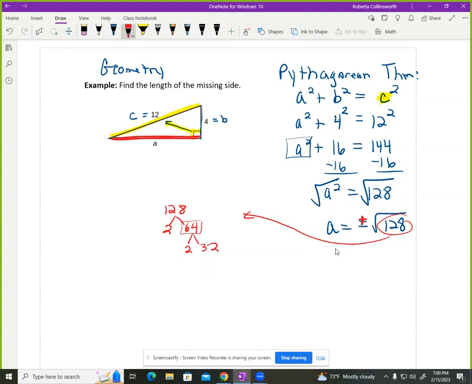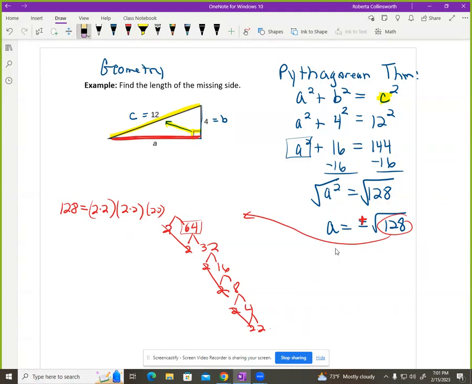2 times 32. Then I can do 2 times 16. And I can do 2 times 8. And I can do 2 times 4. And I can do 2 times 2. So I know that 128 is equal to 2 times 2 times 2 times 2 times 2 times 2 times 2. So let's look at how many pairs of 2 that I have. Those 2, those 2, those 2, and then one left by itself right here.